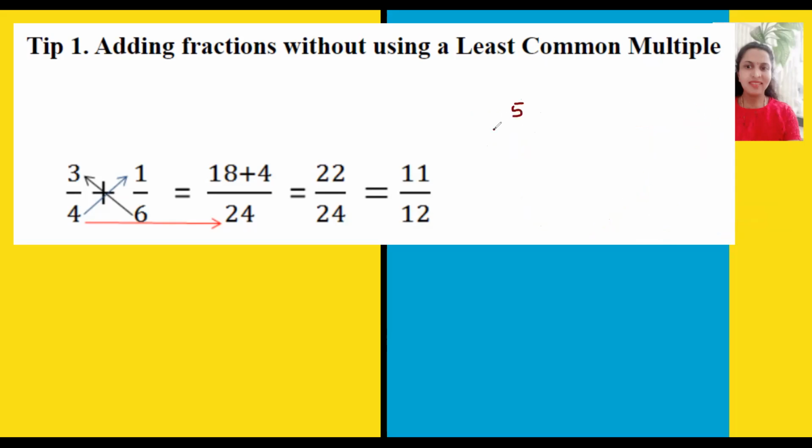The same things hold for minus as well. So we try to make the denominators the same. 10 minus 1, 9 by 40, right?